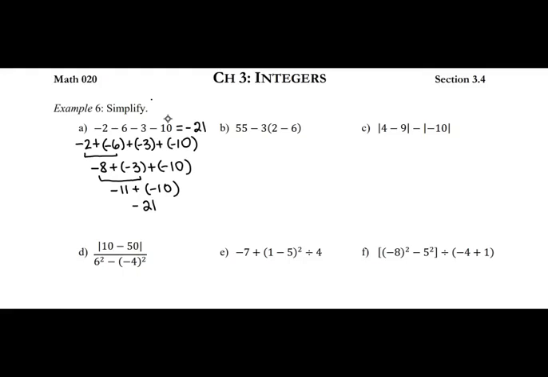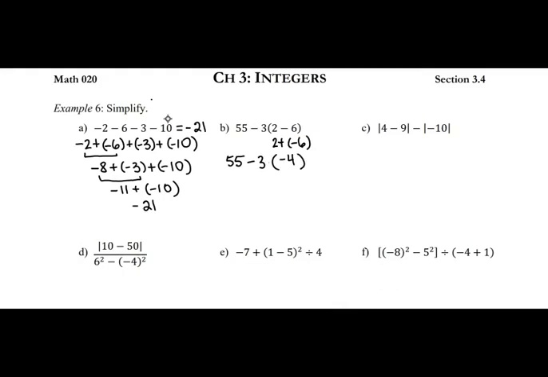Part B, you have 55 minus 3, open parentheses, 2 minus 6, close parentheses. So in order of operations, we're going to do the parentheses first. So that means I need to do 2 minus 6 first. I'm going to rewrite that as 2 plus -6, and that turns out to be -4. All right, so I have 55 minus 3 times -4.